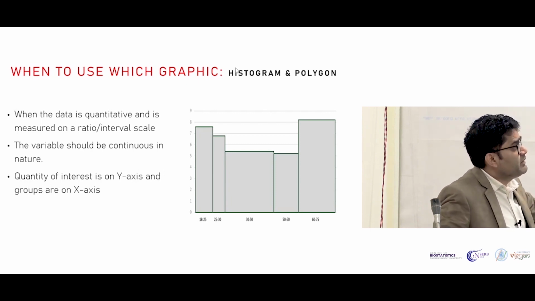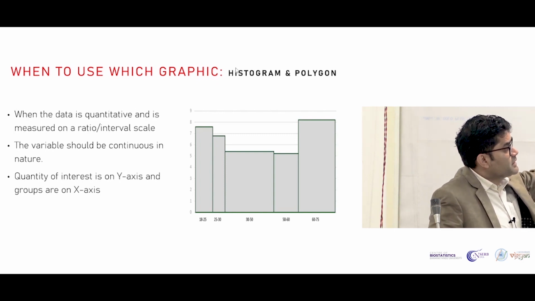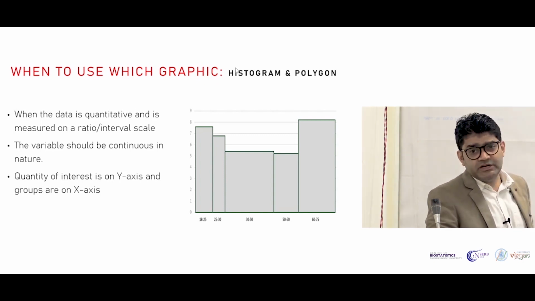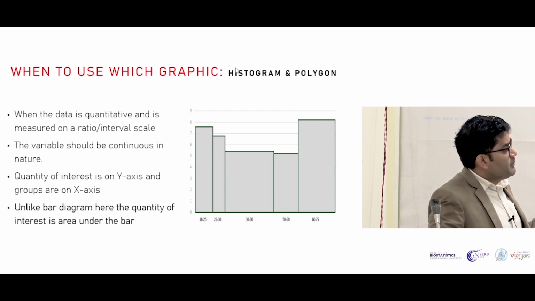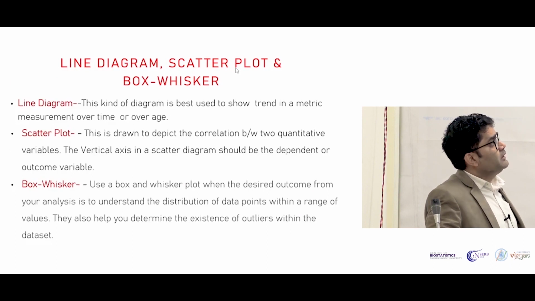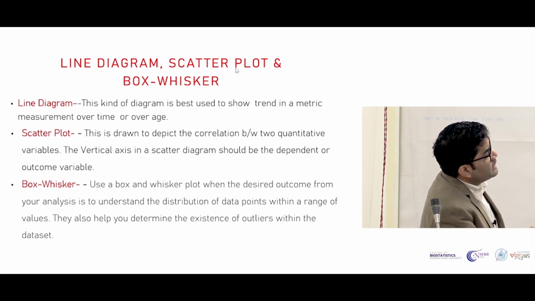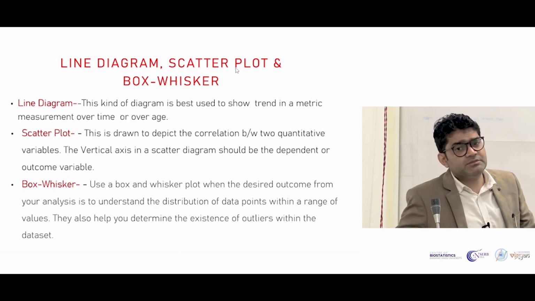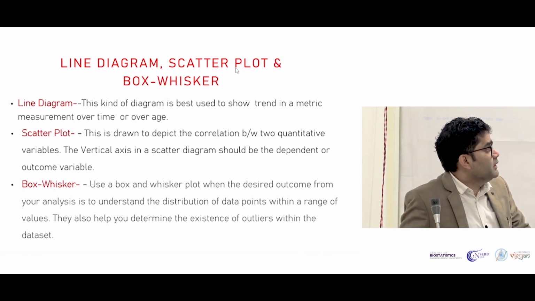So a histogram, ideally, we should make when the data is measured on a metric scale and the variable is continuous in nature. Unlike the bar diagram, here the quantity of interest is the area under the bar, as I have told. Now, three important diagrams are there. Line diagram. This kind of diagram is best used to show trend and the measurement is on metric scale. Scatter plot, a very important one.